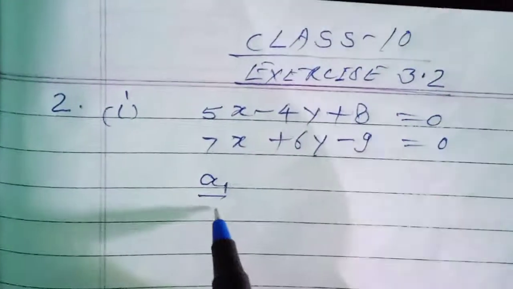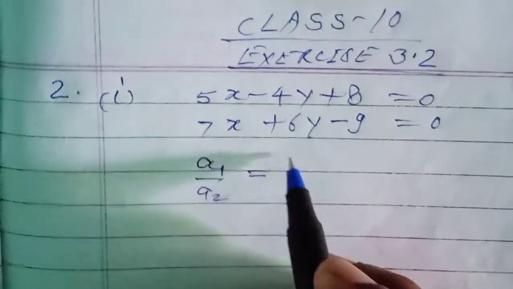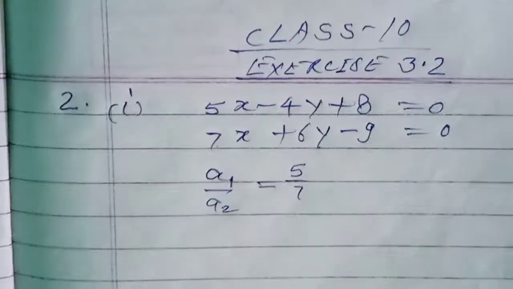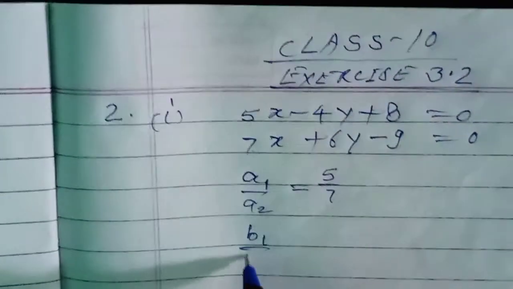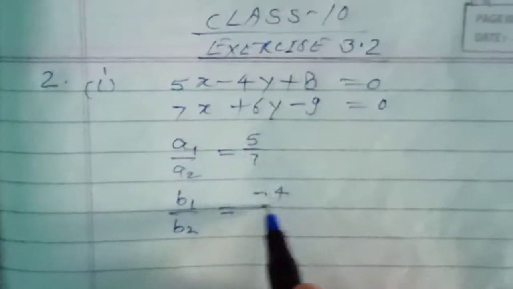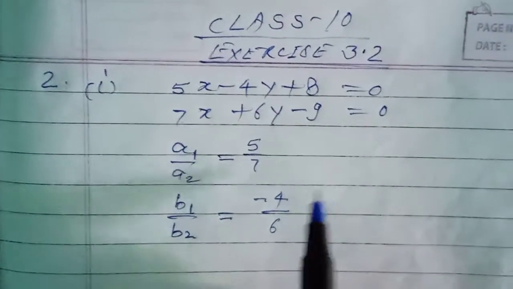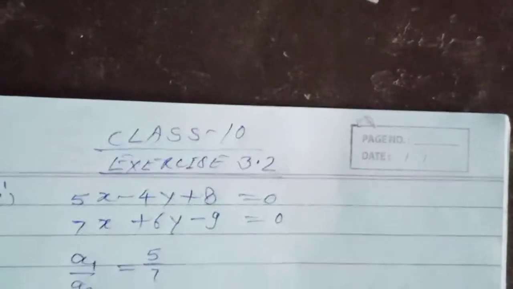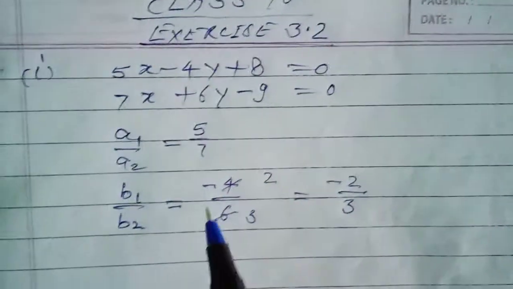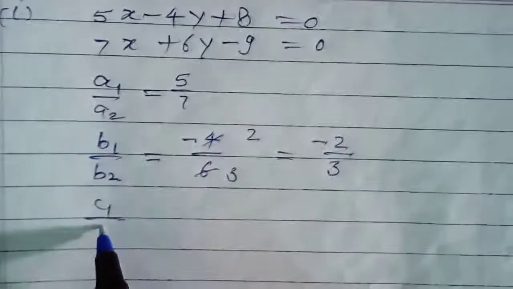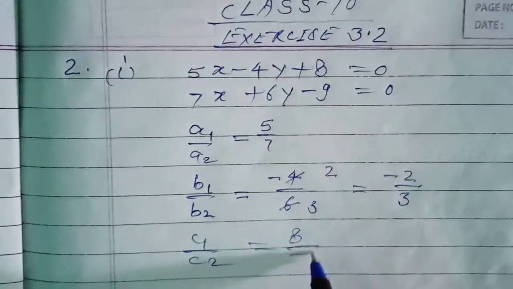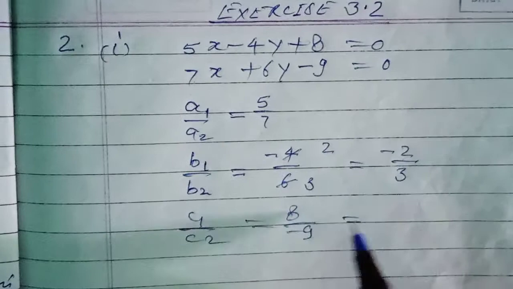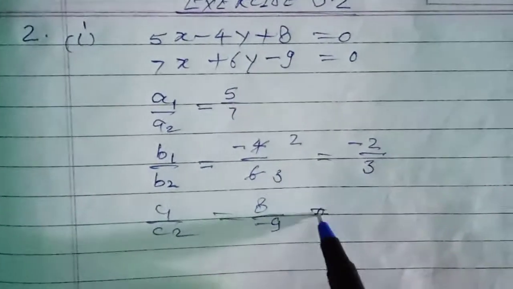a2 is 7. So a1 upon a2 is equal to 5 upon 7. b1 upon b2 is equal to minus 4 by 6, which is equal to minus 2 by 3. And c1 by c2: c1 is 8 and c2 is minus 9. There is no common factor, so this stays as it is.